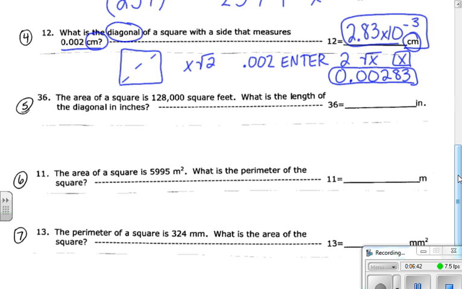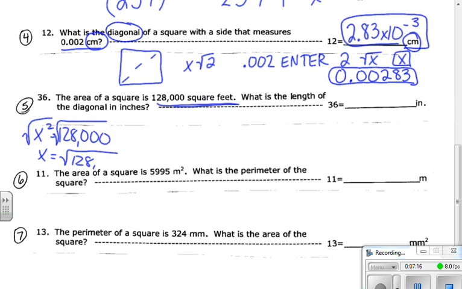Speaking of, on this one, we have area given to us in square feet, 128,000 square feet, and we want to find the length of the diagonal in inches. So we have the area already given to us. This is our area. That is the side squared, 128,000. In order to find the diagonal, we have to know what the side is. So the way that we undo this square up here is that we're going to do a square root. So we're going to square root each side here. So our side is whatever the square root of 128,000 is.